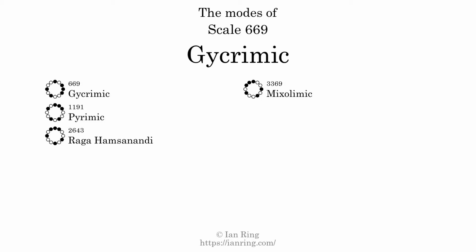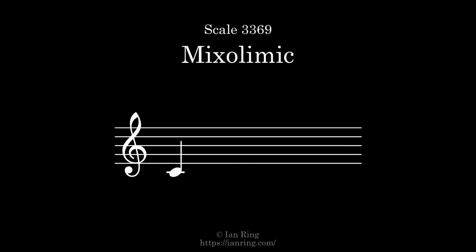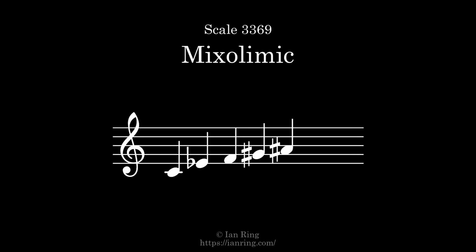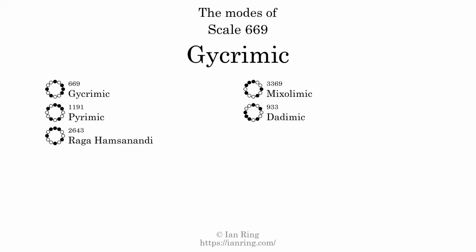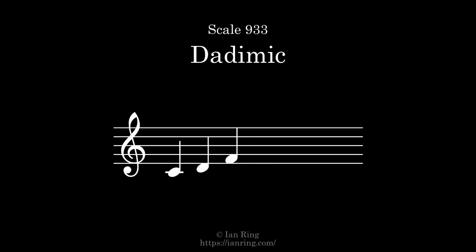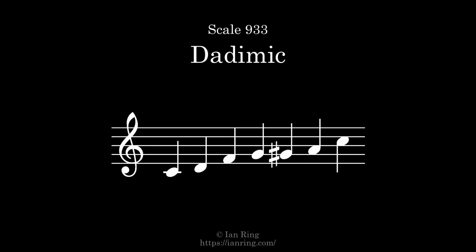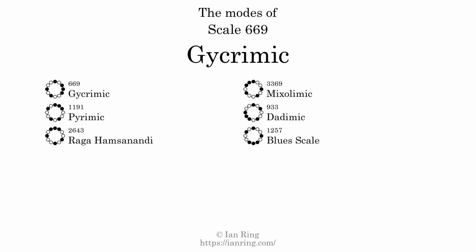The fourth mode is scale 3369, also known as Mixolymic. It sounds like this. The fifth mode is scale 933, also known as Dynamic. It sounds like this. The sixth and last mode is scale 1257, also known as Blue scale. It sounds like this.